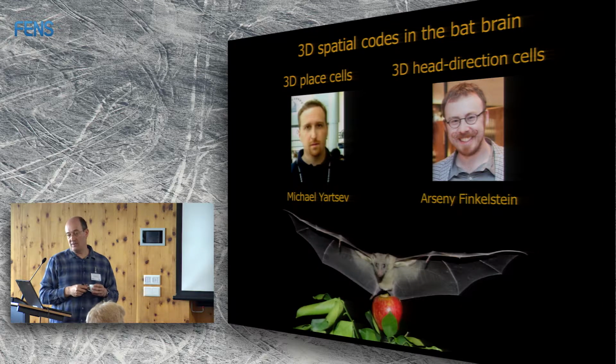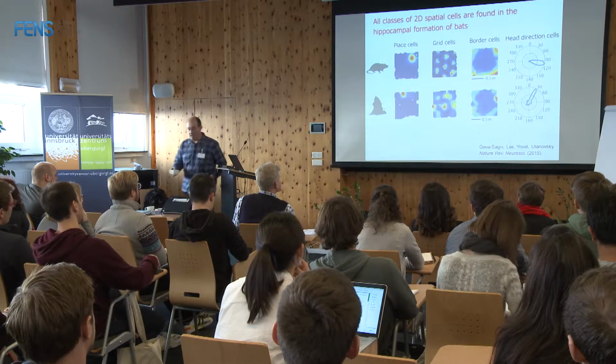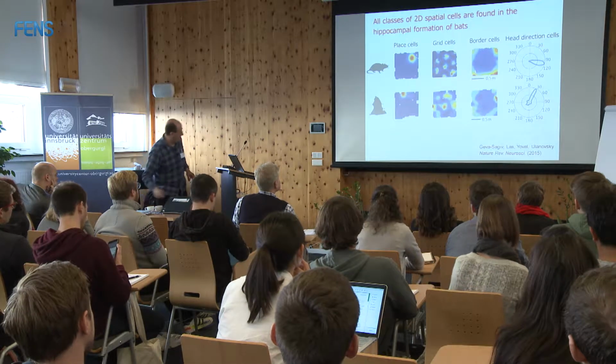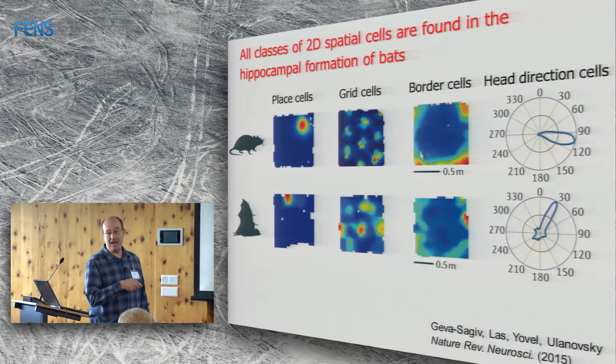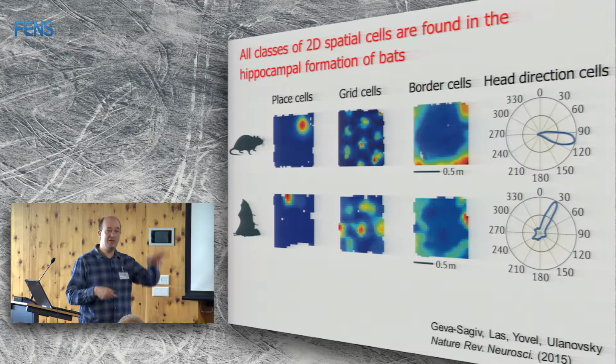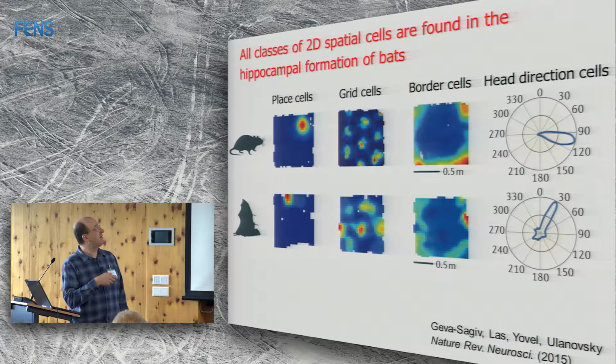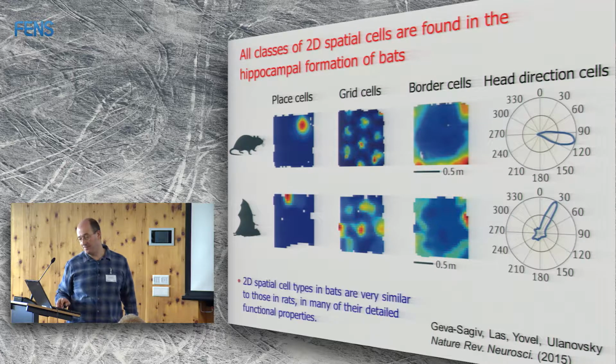So let's start with 3D representation. This is work by Michael Yartsov and Arseny Finkelstein. Both of them were PhD students in the lab. So to start off with, we had the bat crawl in a 2-dimensional box with a white cue card, very similar to rats, on purpose, so we can compare, and using the same type of wires and everything, we found basically the same kinds of neurons. We found place cells, grid cells, border cells, and head direction cells in 2 dimensions.